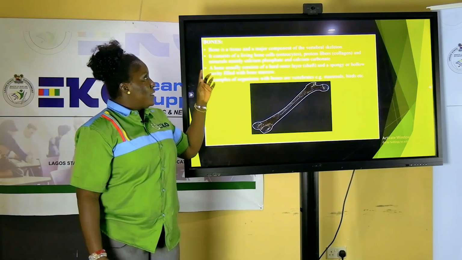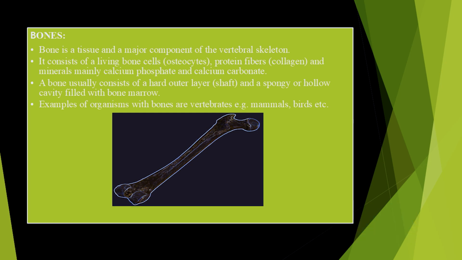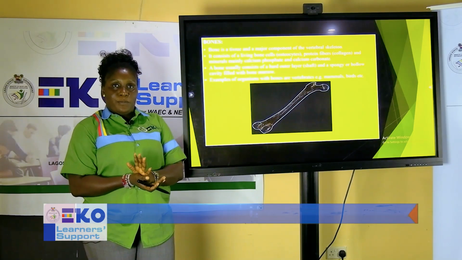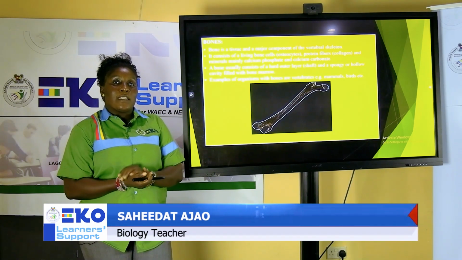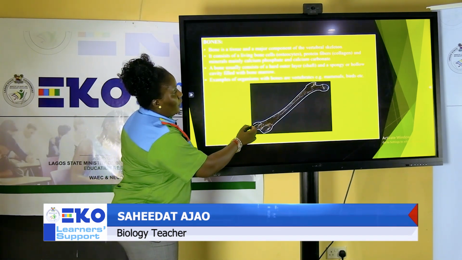The next one we're looking at is bone. A bone is a tissue and a major component of the vertebrate skeleton. It consists of living bony cells, protein fibers, which is known as the collagen, and minerals, mainly calcium phosphate and calcium carbonate. Examples of organisms with bones are what? Vertebrates, because we know that vertebrates are animals with backbone. So this is the picture of the bone.